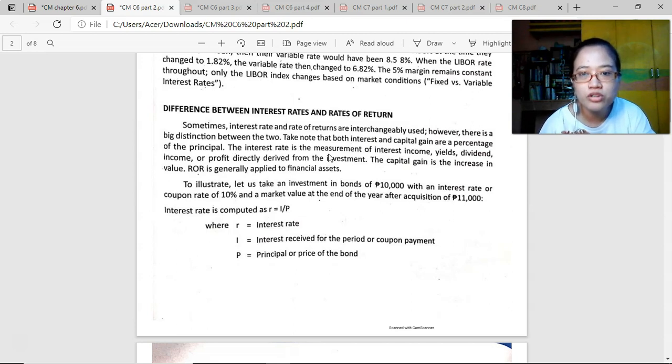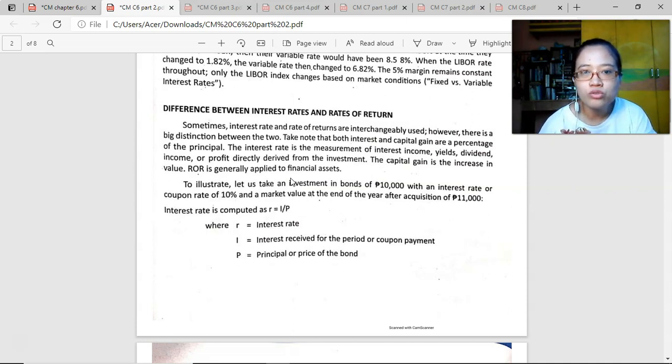The interest rate is the measurement of interest income, yields, dividend income, or profit directly derived from the investment. The capital gain is the increase in value. Okay? For example, stock market tayo. Di ba yung, kunwari, beginning of the year, bumili ka ng stock, ang market price na is 100. At the end of the year, ang naging market price na niya is 120.